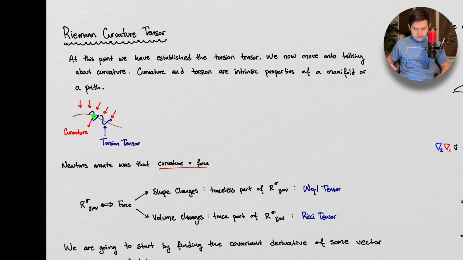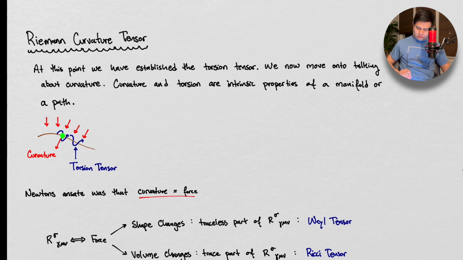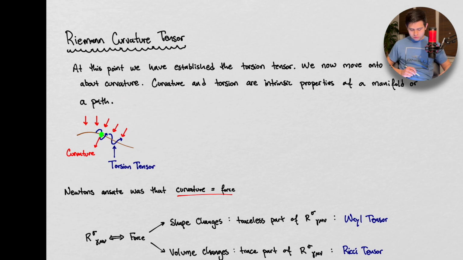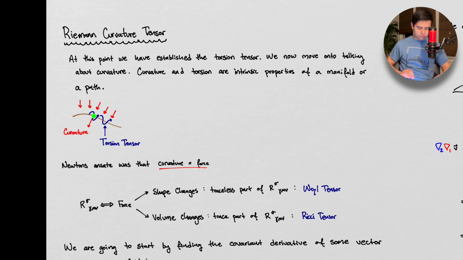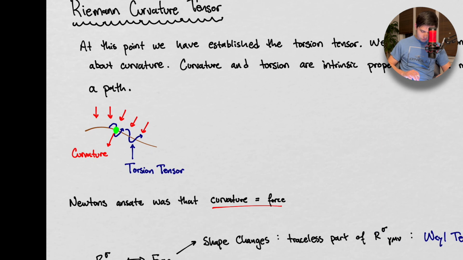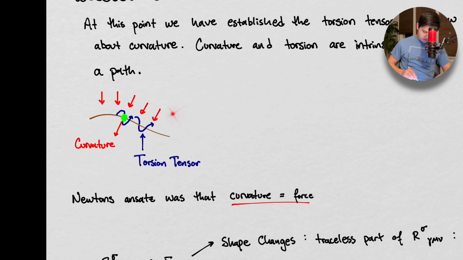Alright, so we're talking about the Riemann Curvature Tensor today. At this point we've established a torsion tensor. Now we move on to talking about curvature. Curvature and torsion are intrinsic properties of a manifold or a path, and we've covered this before. We can think of curvature as a force that a particle feels as it's traveling along some path, and the torsion is something that the particle experiences as well. These are two intrinsic properties of a curve that something feels as it's traversing that path. We've come to understand the torsion tensor. Now let's start looking at the curvature tensor.